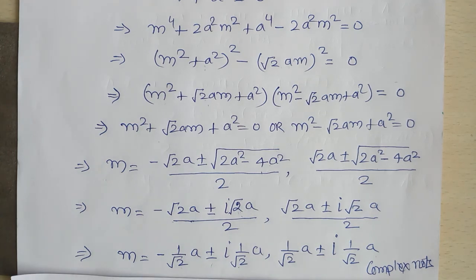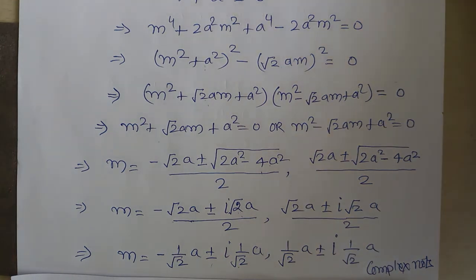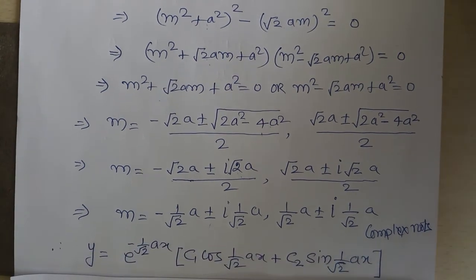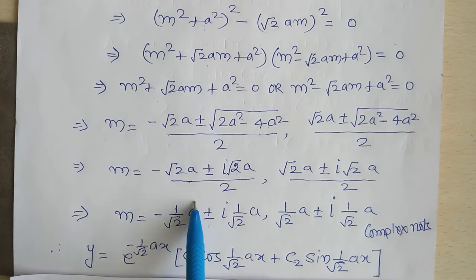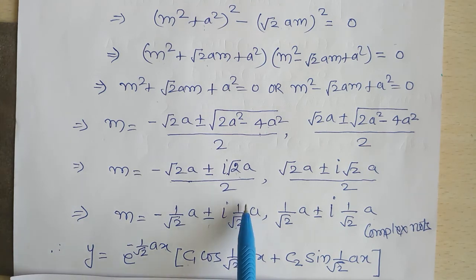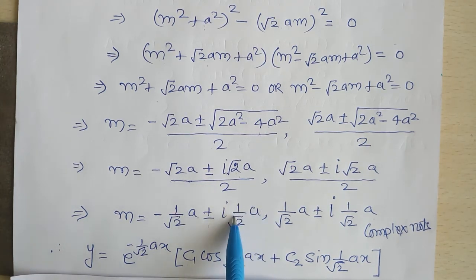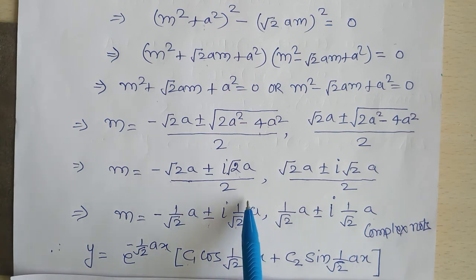So in case of complex roots, we know how to write the complementary function. So y equal to CF is the solution, and CF is e power alpha x, where alpha is minus 1 upon root 2a, so e power minus x upon root 2a, C1 cos beta x, beta is 1 upon root 2a, plus C2 sin beta x, beta is 1 upon root 2a.